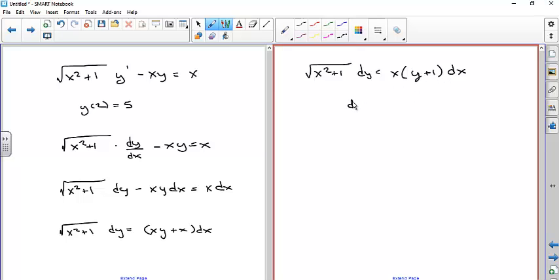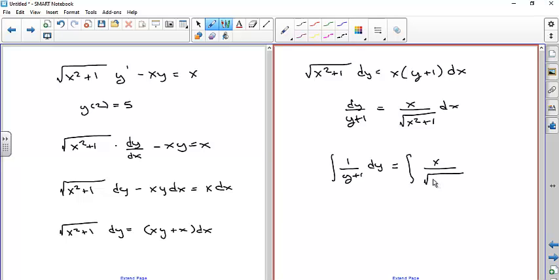So if we divide both sides by y plus 1 and divide both sides by the square root of x squared plus 1, you get that. So that's our separation. Now we can integrate. So we integrate 1 over y plus 1 dy, and we integrate x divided by the square root of x squared plus 1 dx.